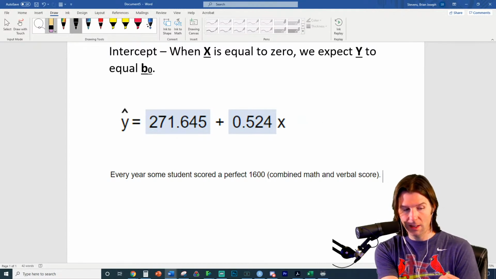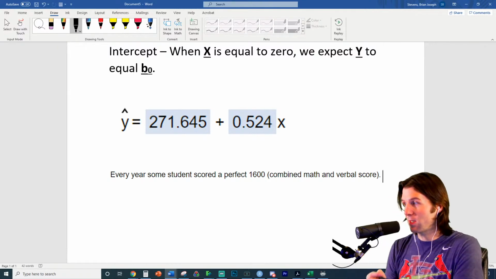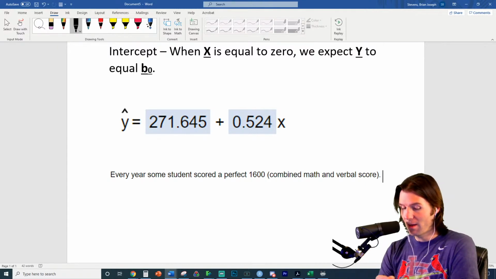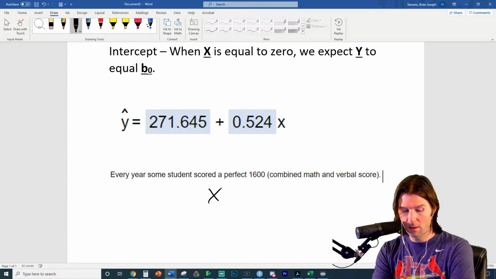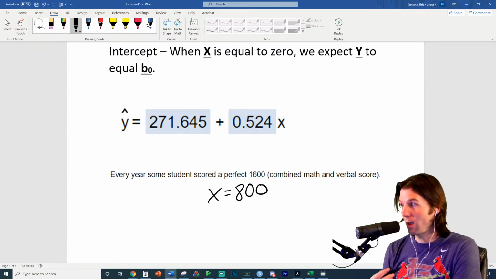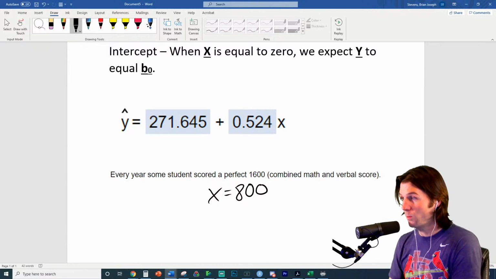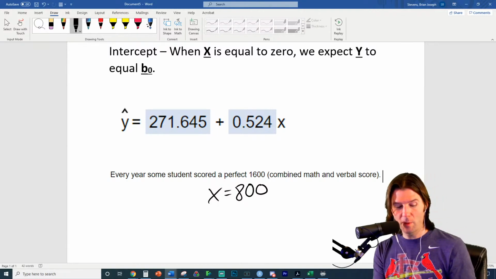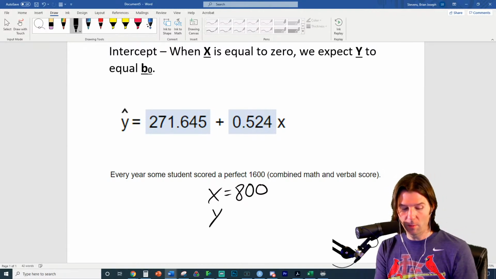We can write down what x is. If they made a perfect 1600, what would x be? X would be 800 because that's what they made. They made a perfect verbal, which is x. If they made a perfect 1600, then their y would also be 800.